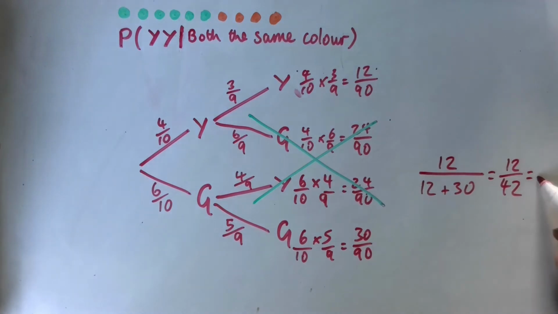And if you wanted to simplify at that point, then that's absolutely fine. 6 goes in twice and 7, so it's 2 sevenths. And that's it.